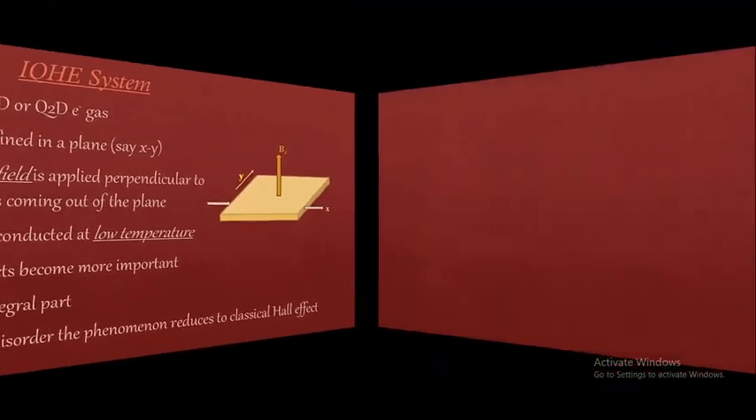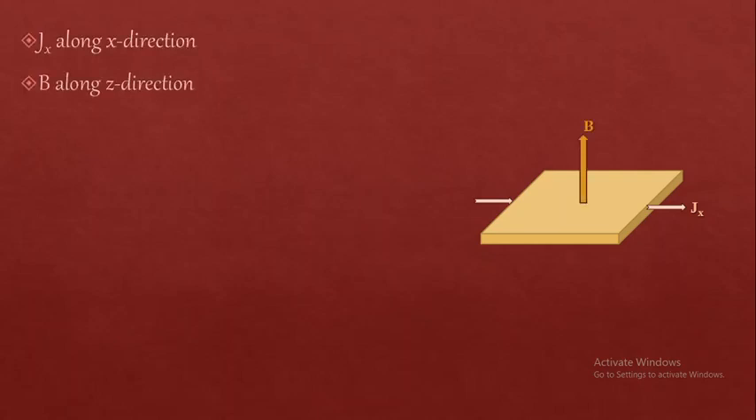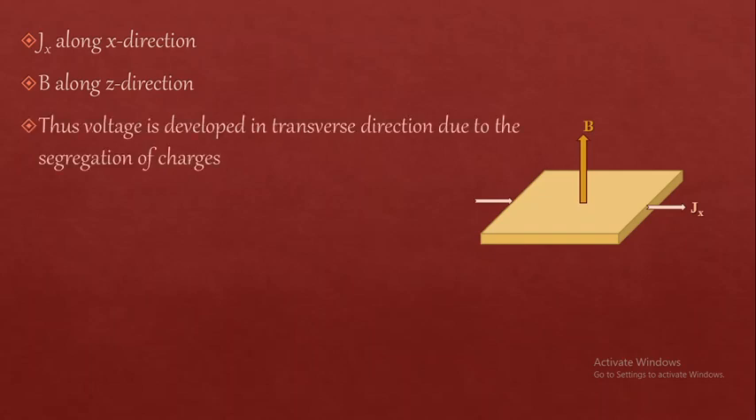Then let us understand how the phenomena is going to take place. So in the above system, we can just say the current is flowing along x direction, which is represented as Jx. So Jx is along x direction, and we are applying magnetic field along z direction perpendicular to the plane of the semiconductor, and that's why the voltage will be developed in transverse direction due to the segregation of charges, and this voltage, whatever we are getting, will be perpendicular to Jx as well as B.